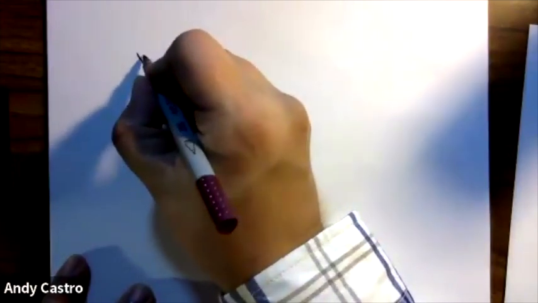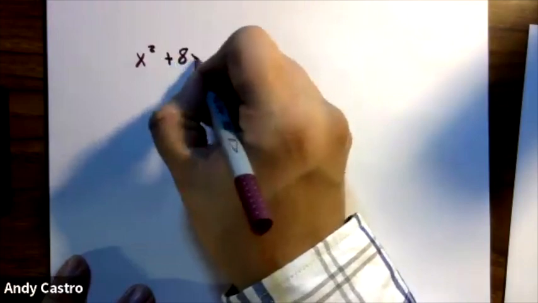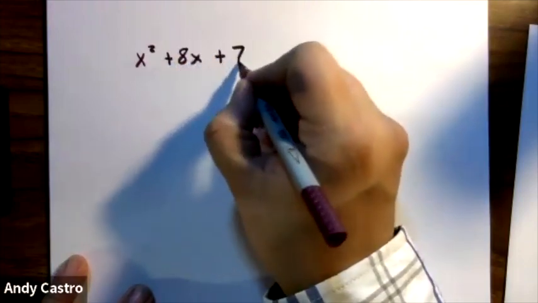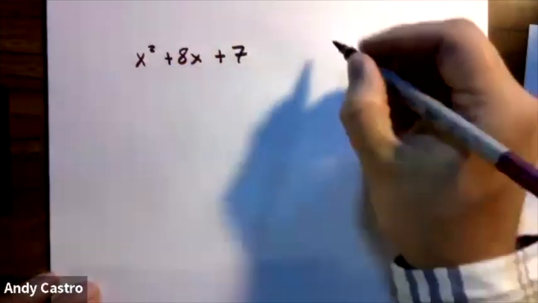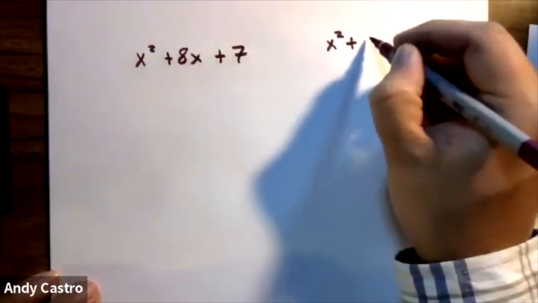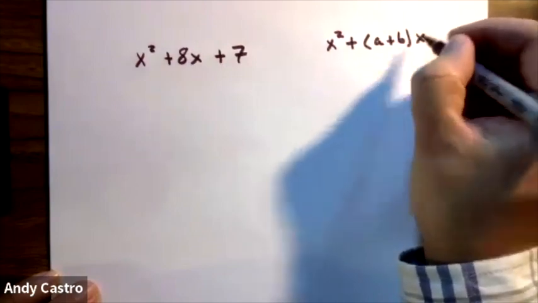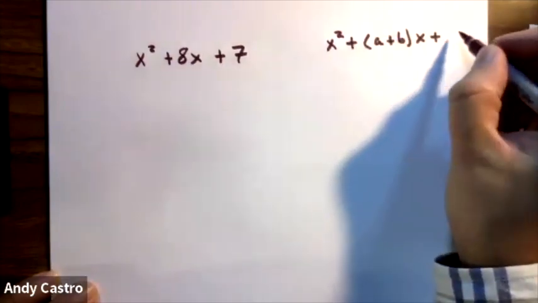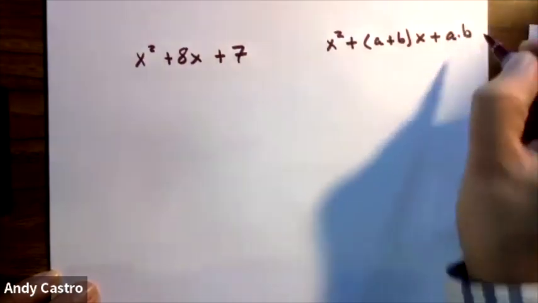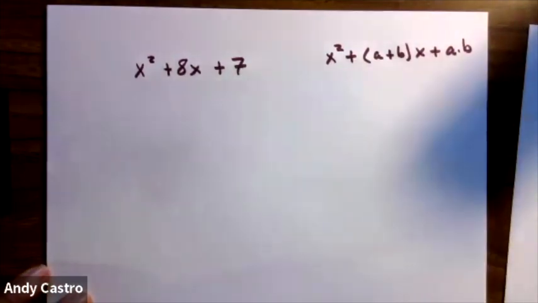Let's do another one. Let's do x squared plus 8x plus 7. So once again, when we have something in this form, we know that there's going to be two numbers that add together to give me 8. And the same two numbers are going to multiply together to give me 7. So what could they be?